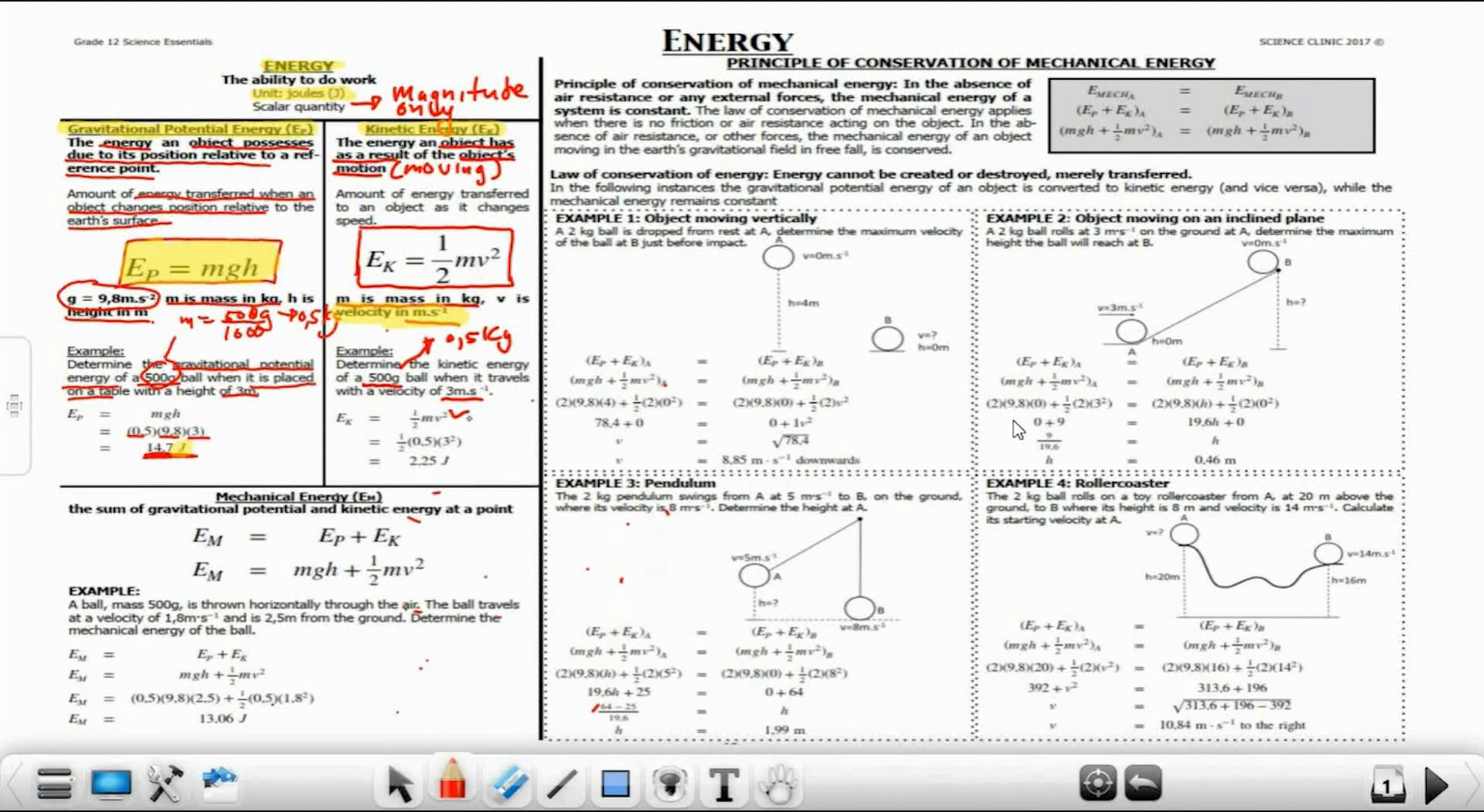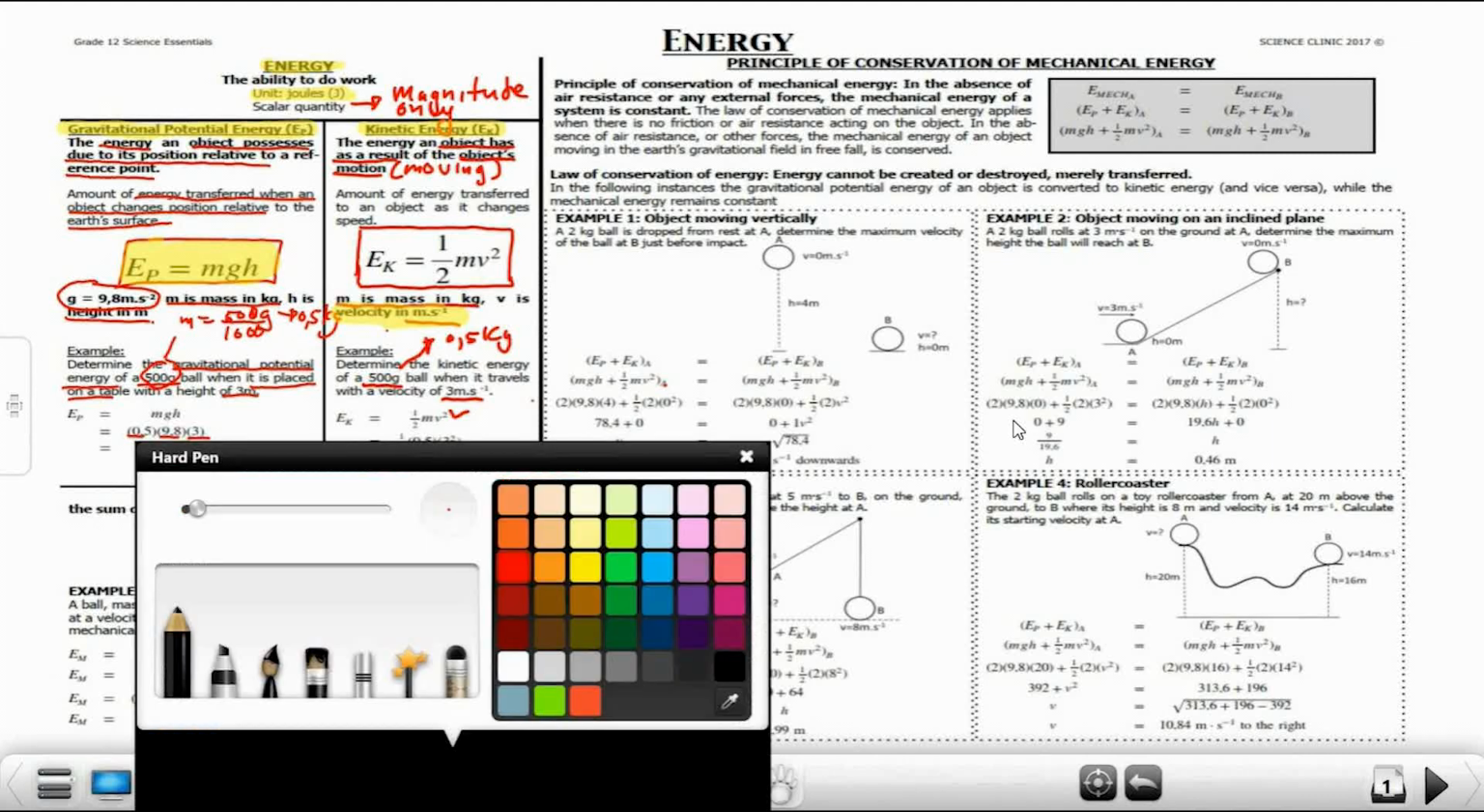Then I just write my formula, half multiplied by 0.5. And remember, the v has a squared. Then I finally get my correct answer, which is 2.25 joules. So these are the two energies that we need to focus on. We need to know the definitions. We also need to apply the correct formulas when we are given certain calculations to perform.